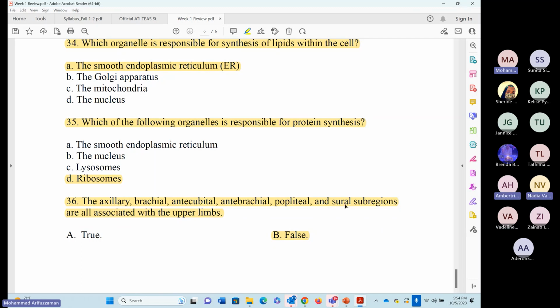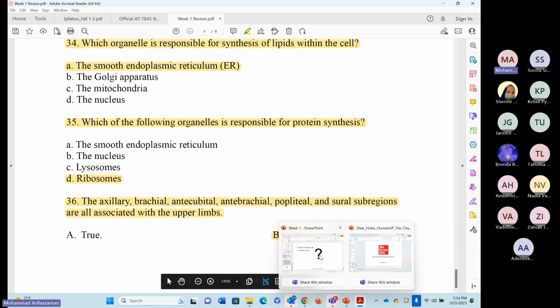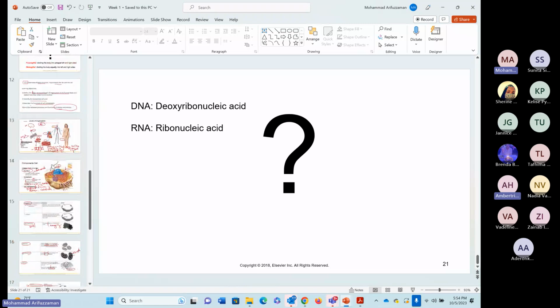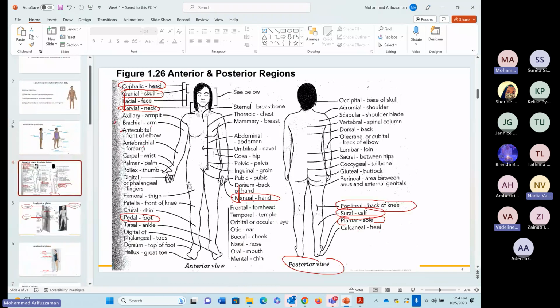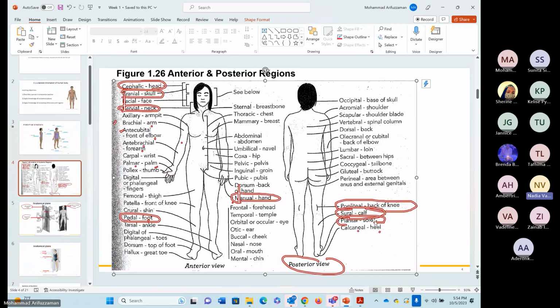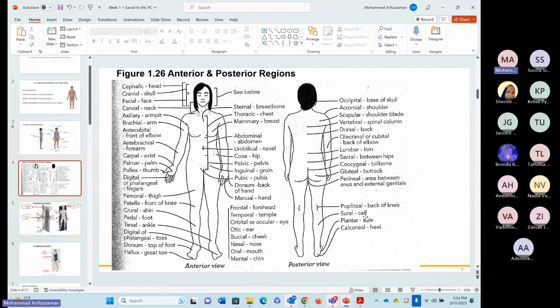And what about sural? Is it the shin or the calf? It is the calf. Correct. You can see here the sural. Where is the sural? Here. Can you see the sural? Then the calf. Popliteal is at the back of the knee.